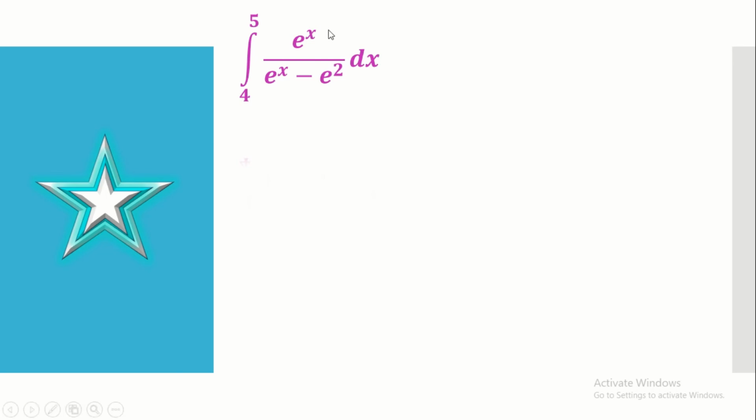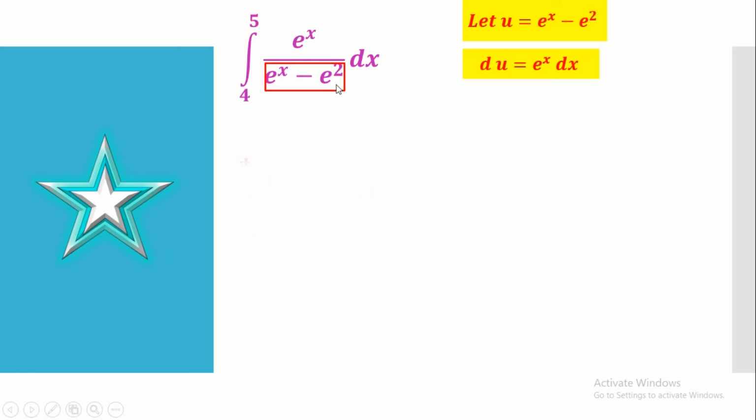If you note something here, if we take u equals exponential x minus e squared, in this case, let's calculate the derivative. Then du will be exponential x minus 0, which is the derivative of the constant e squared, so it's exponential x dx. Well, something else. If you note here, exponential x dx is exactly du, as if we are calculating the integral of du over u.